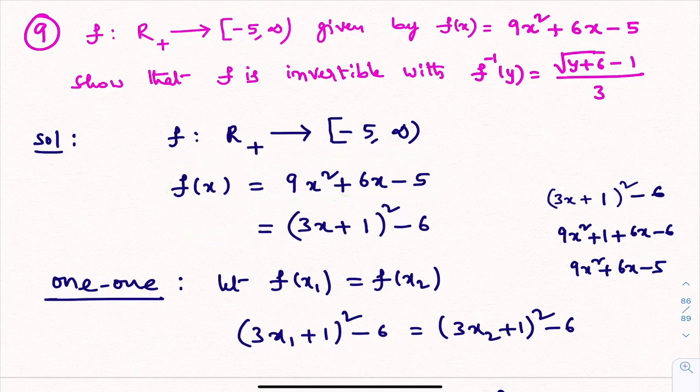What I will do now, you take this 9x square plus 6x. You write this in the form of a plus b whole square, like this. 3x plus 1 whole square I have written. Write this in the form of 3x plus 1 whole square. For that, here 9x square is there, so I'll write 3x because 3x whole square is 9x square. That is the reason.